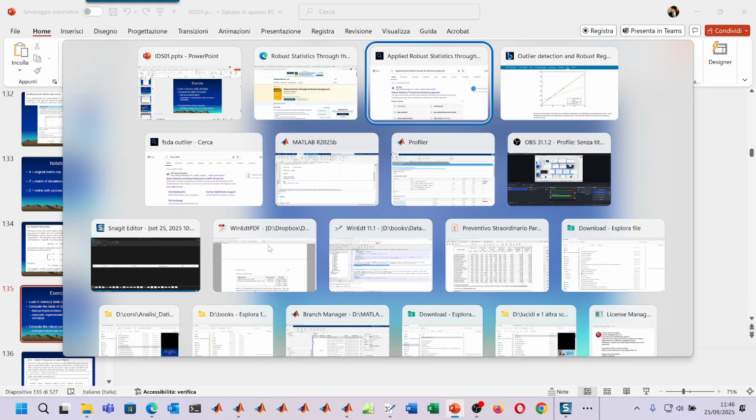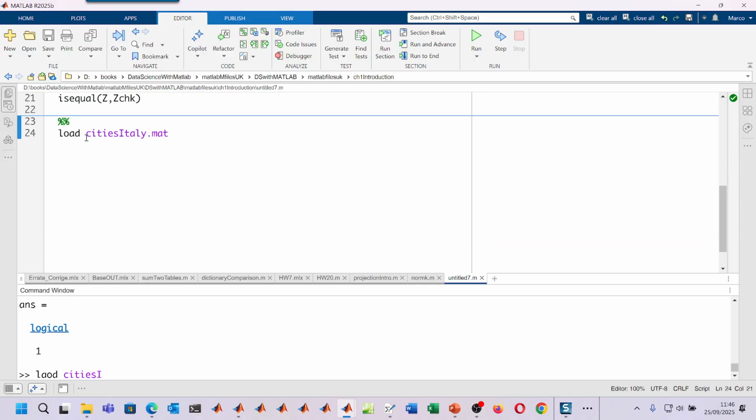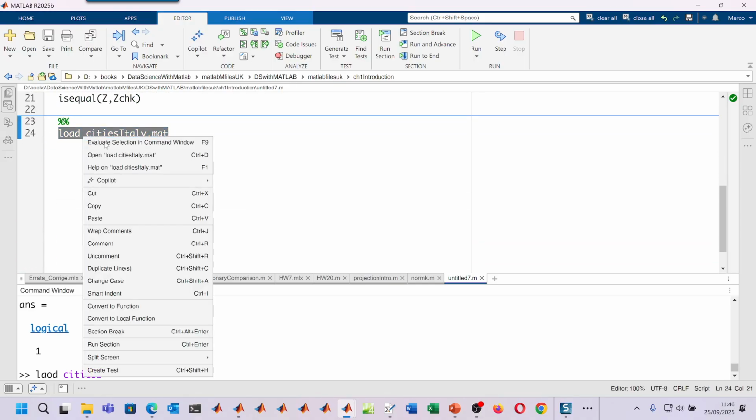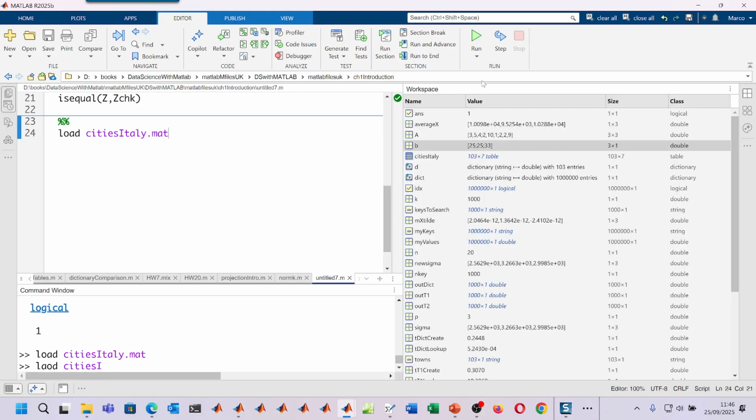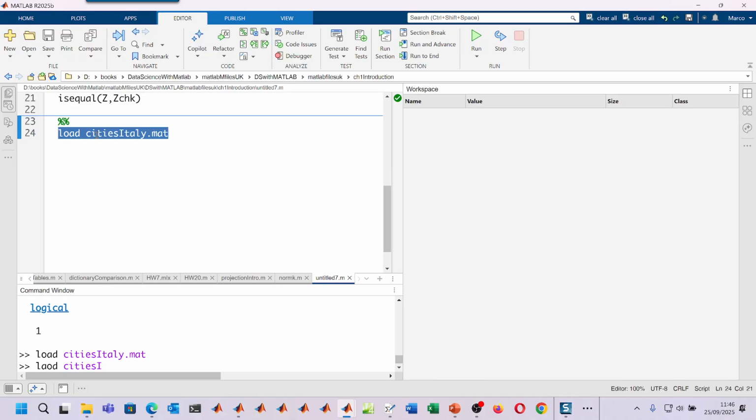Okay, so let us see an example. Load Cities Italy. So you load the Cities Italy dataset. Let us close all, clear all, and let me.